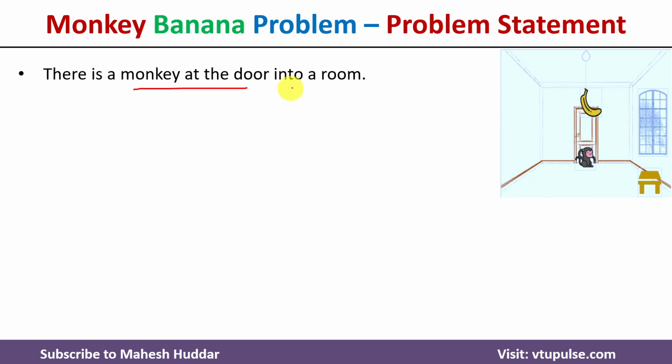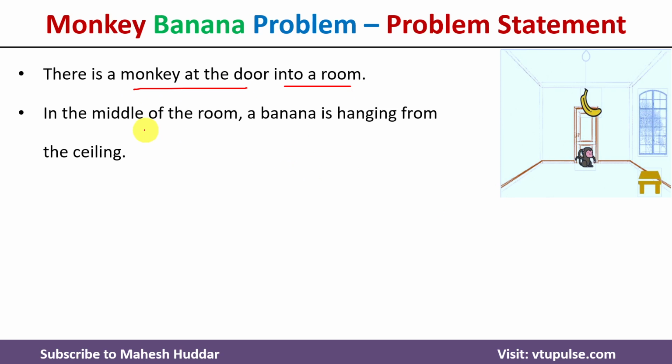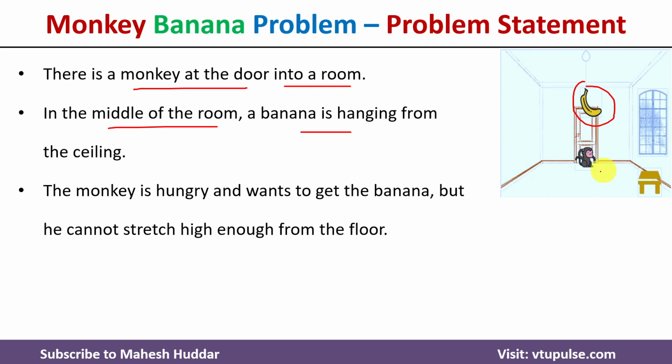There is a monkey at the door into the room. You can notice here there is a monkey at the door, and in the middle of the room, a banana is hanging from the ceiling, exactly at the middle of the room. The monkey is hungry and wants to get these bananas, but he cannot stretch high enough to get the banana from the floor.